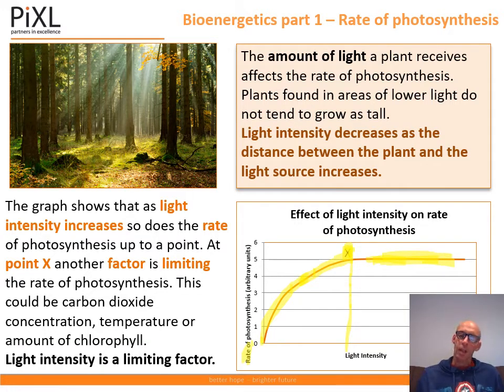So whichever one of those 3 things is missing is called the limiting factor down here at the bottom. So for example, on a lovely warm bright summer's day, maybe carbon dioxide is the limiting factor because it's got lots of light and it's got the right temperature.